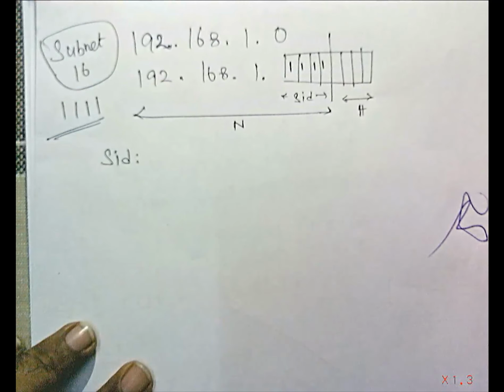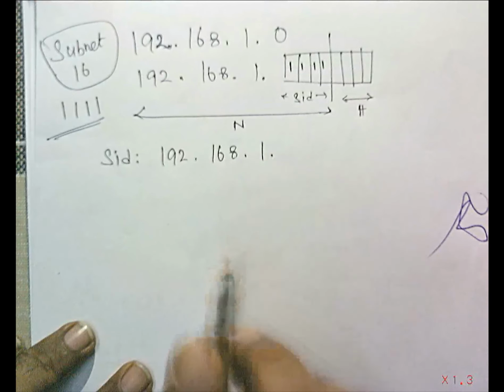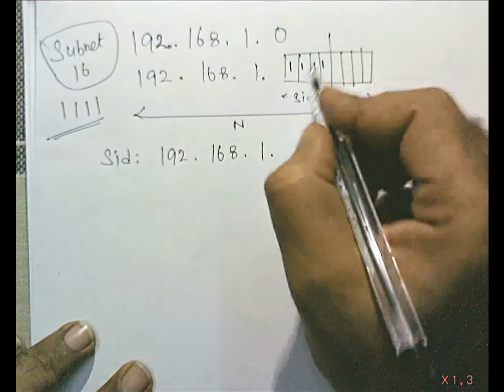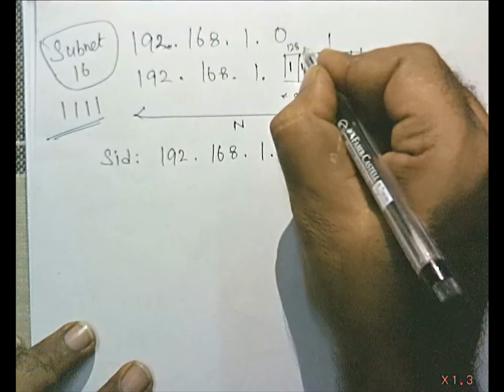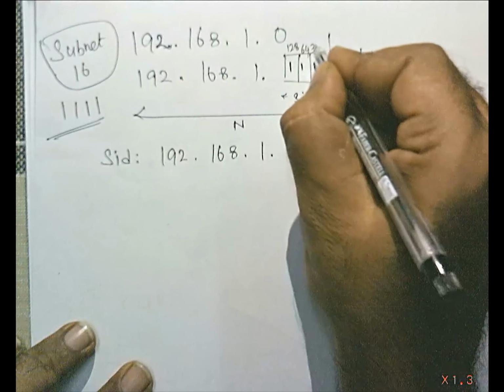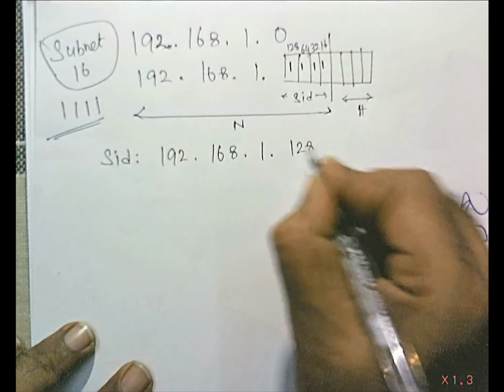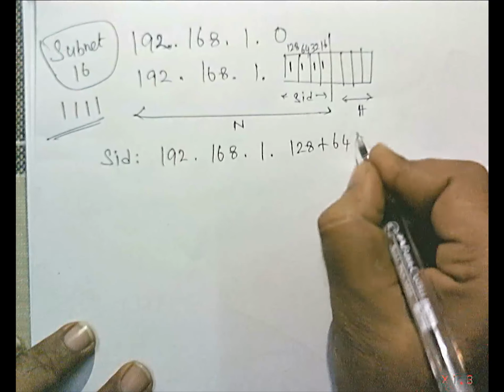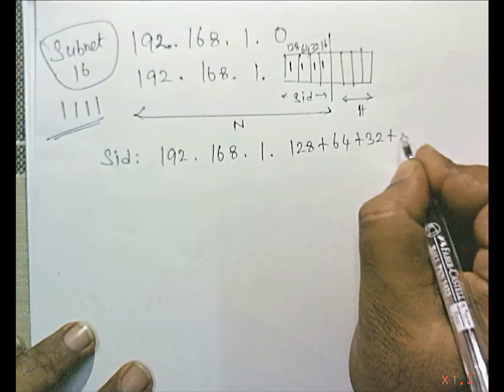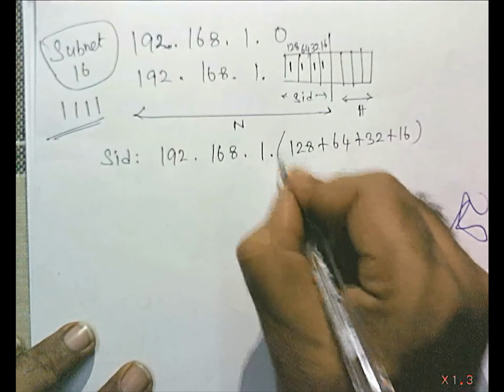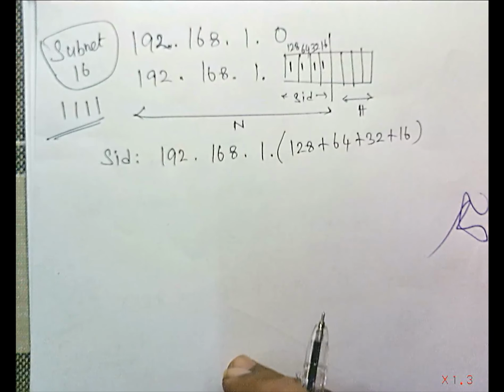So 192.168.1. You can take the place values of this: 128, 64, 32 and 16. So 128 plus 64 plus 32 plus 16. We have to add everything, and once you add everything, you are going to get the subnet ID.